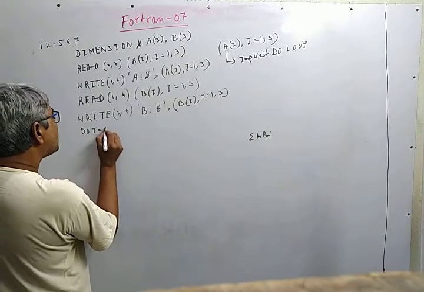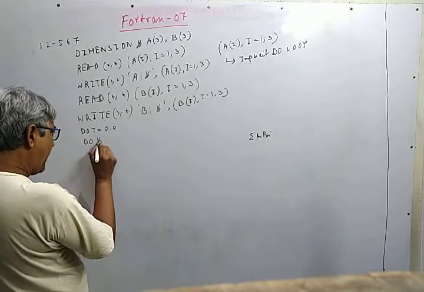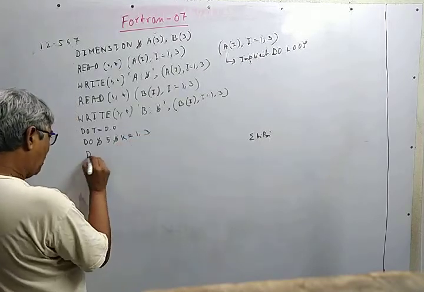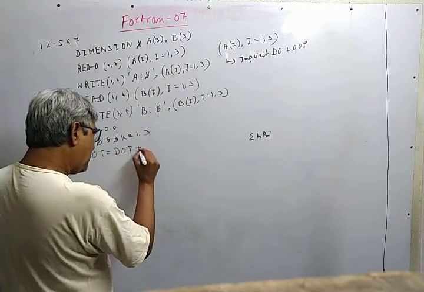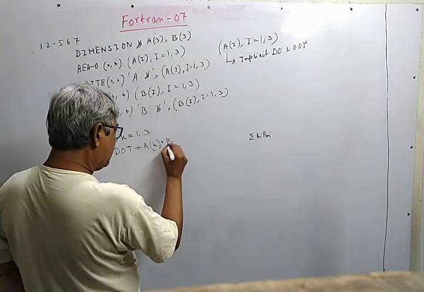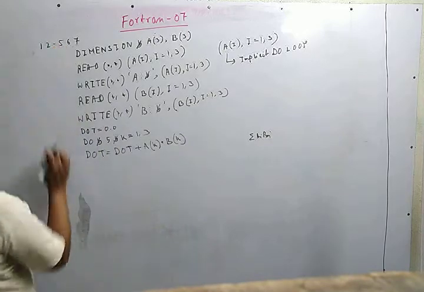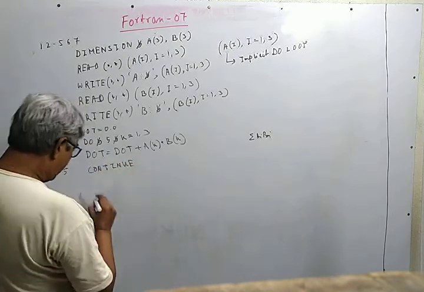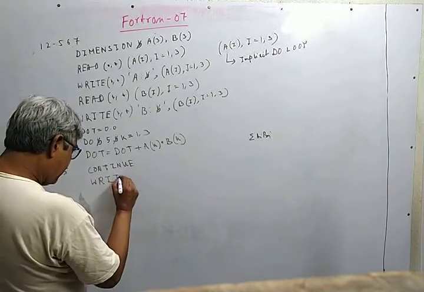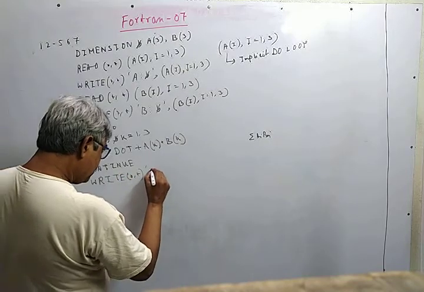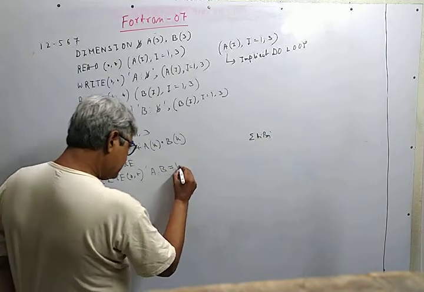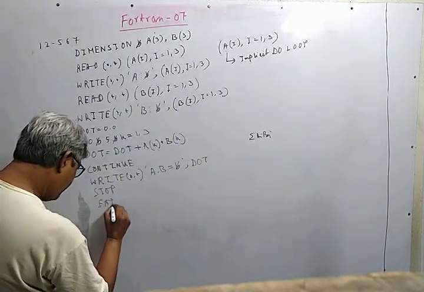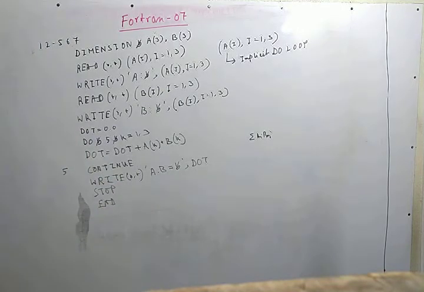So we initialize dot is equal to 0.0. Then a do loop, do 5 K is equal to 1 to 3, dot is equal to dot plus A(K) star B(K), and then within columns 2 to 5, 5 continue. Then write.